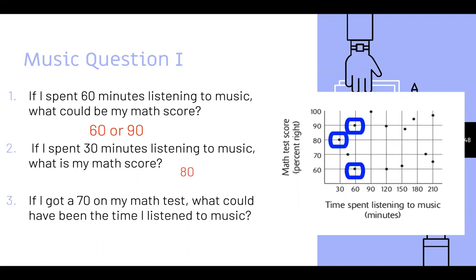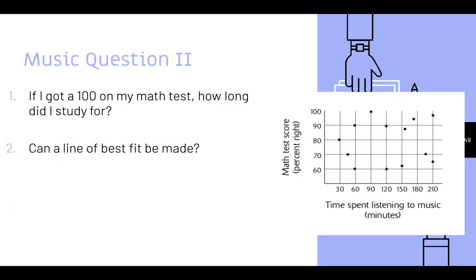right there. If I got 70 on my math test, what could have been the time I listened to music? Well, there's 2 points that are exactly at 70, either at 45 minutes or 195 minutes. And those two data points are right there. Another music question is, if I got 100 on my math test, how long did I listen for? Well, there's only 1 point at 100, and that's at the 90-minute mark right there.